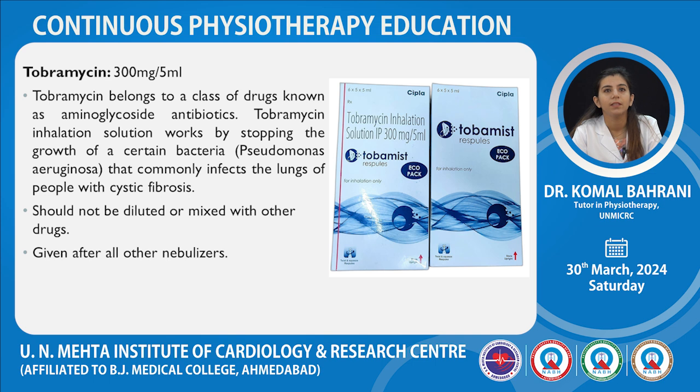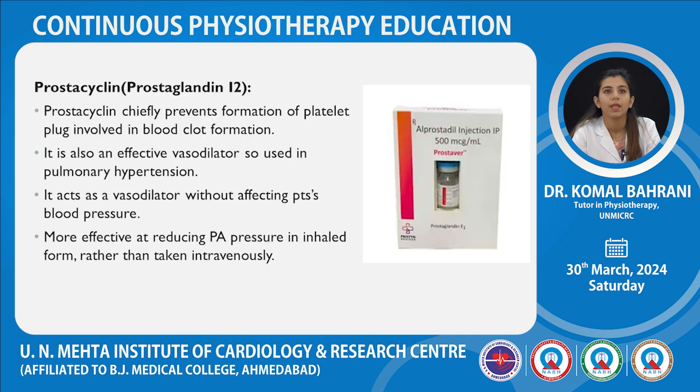Now, tobramycin. It contains 300 milligrams per 5 ml in a respule. Tobramycin belongs to a class of drugs known as aminoglycoside antibiotics. Tobramycin inhalation solution works by stopping the growth of certain bacteria, for example Pseudomonas aeruginosa, that commonly infects the lungs of people with cystic fibrosis. It should not be diluted or mixed with other drugs. It is mostly given after all other nebulizers.